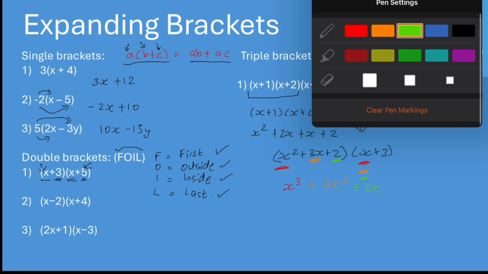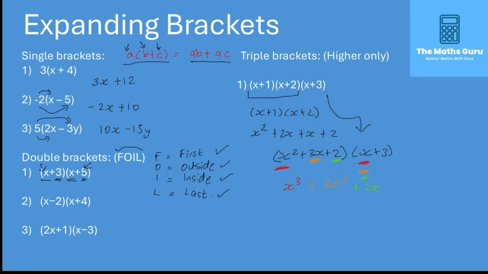Then what we do is we look at x squared times the second one here. So x squared times 3 is 3x squared. And this is all one equation, by the way. So then we take 3x times our 3 here. We get plus 9x. Then we take our 2 times our 3. It's plus 6. Then we collect like terms.